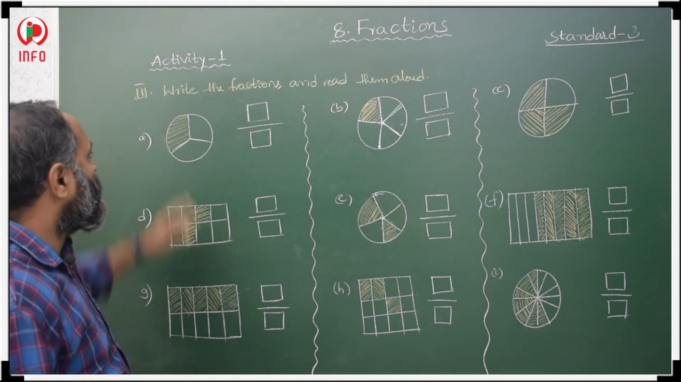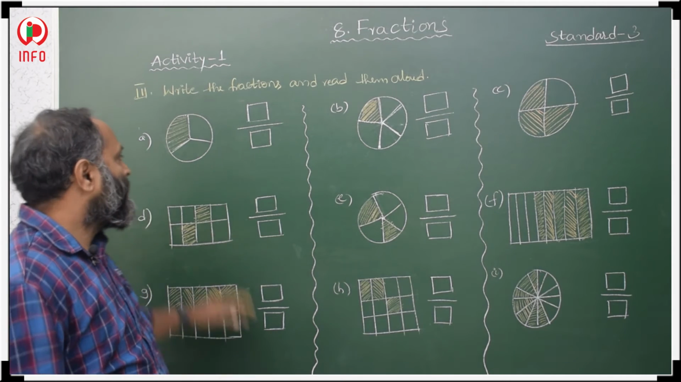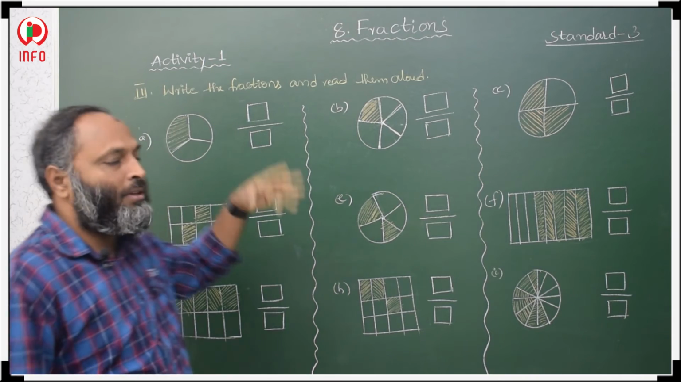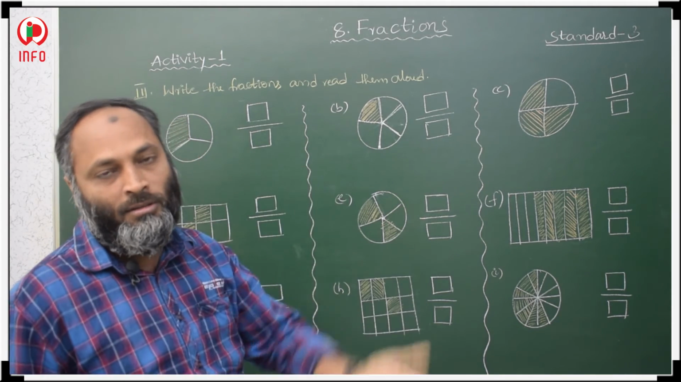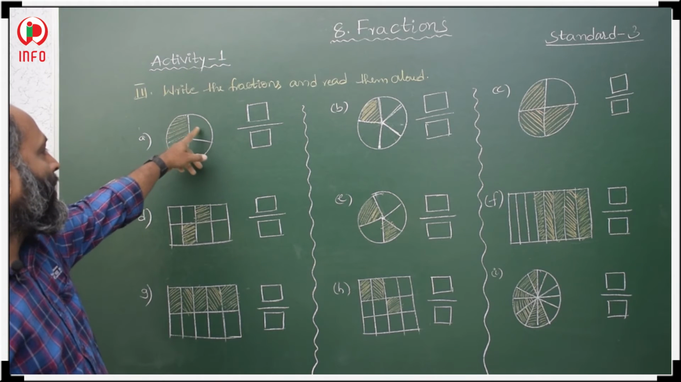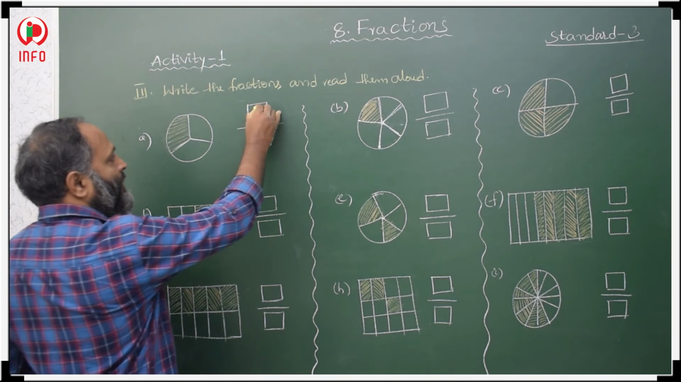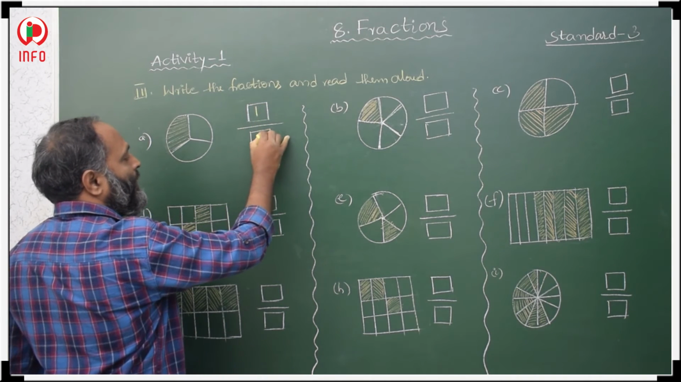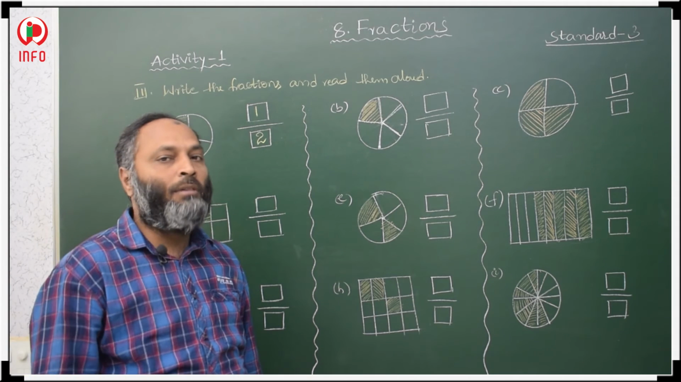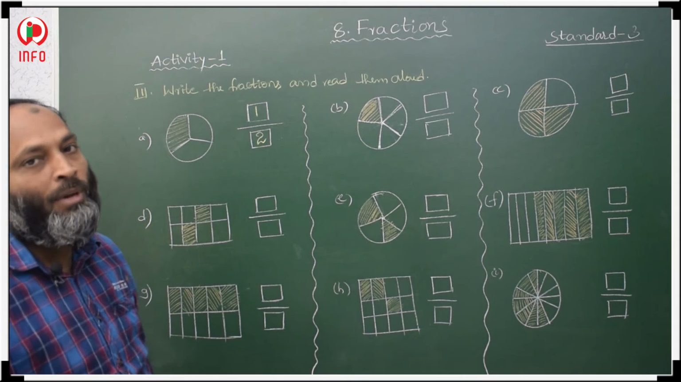Now, next, write the fraction and read them aloud. First we have to write the given shaded fraction, and after that we have to read them aloud. This means we have to say it loudly. Here in these equal parts, one part is shaded. So, the shaded portion is 1 by 2, 1 half. Read it loudly: 1 half, 1 by 2.